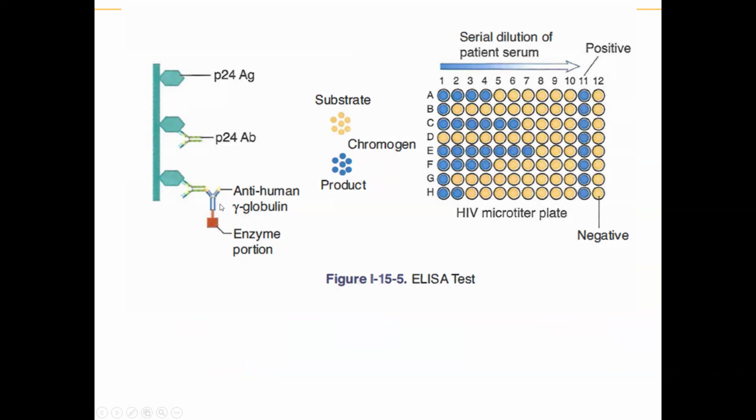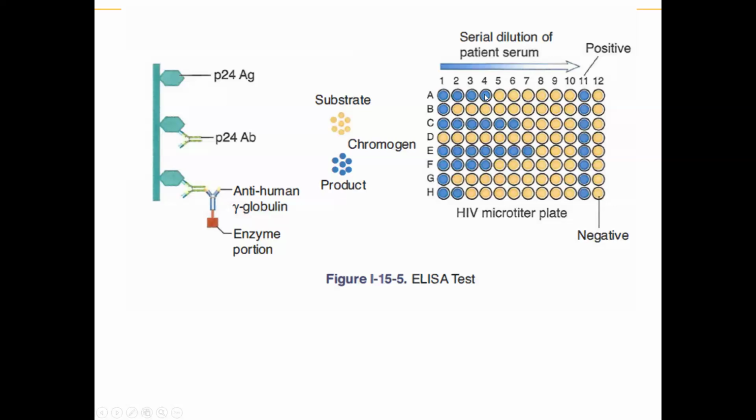binds, and then we give another antibody, anti-human immunoglobulin. It contains the enzyme portion. Once this anti-human antibody is bound, it leads to activation of this enzyme portion and leads to production of the chromogen, which converts into the color-emitting product. So it's a quantitative assay, qualitative as well. Quantitatively, based on that with the serial dilution, we can detect the exact amount.